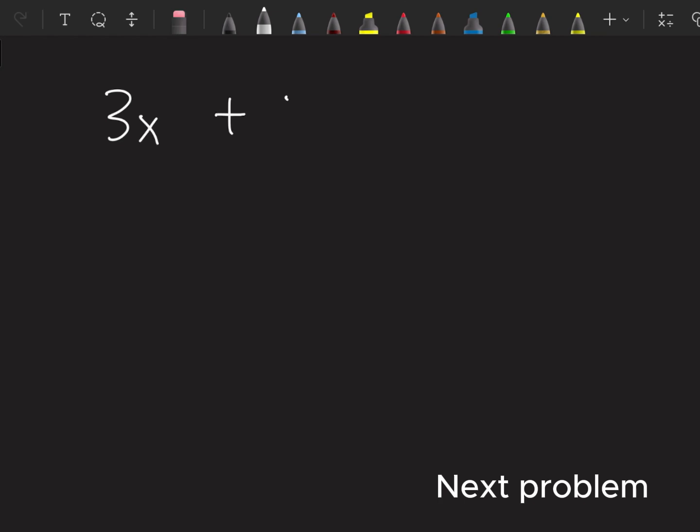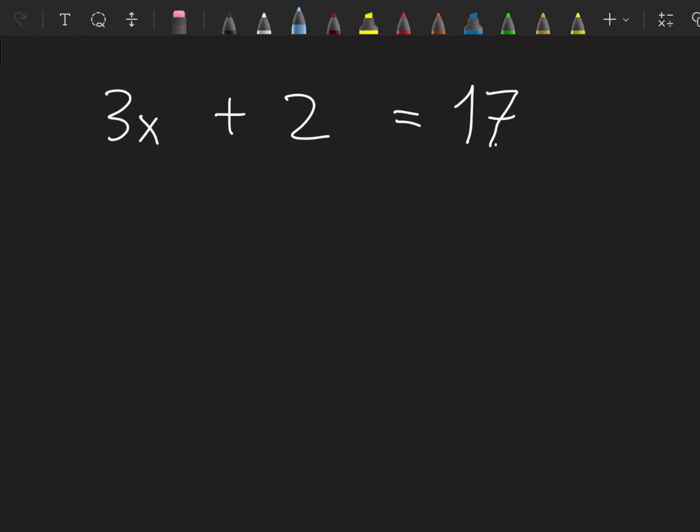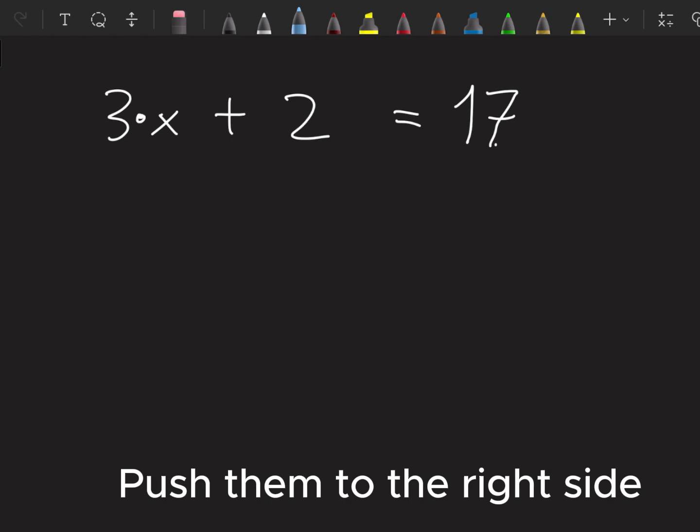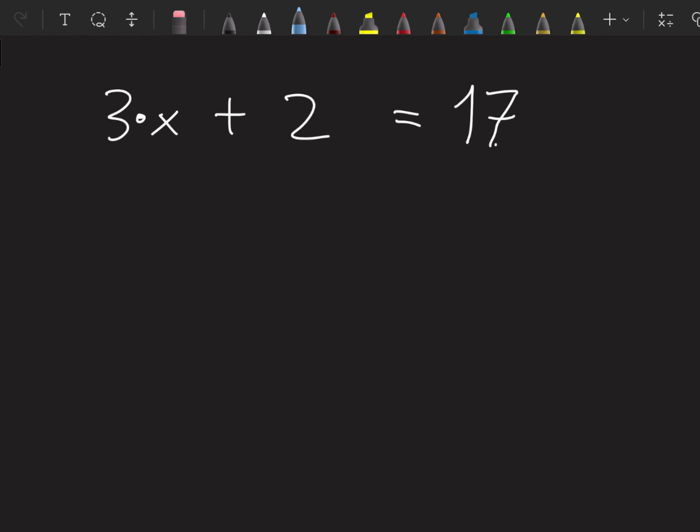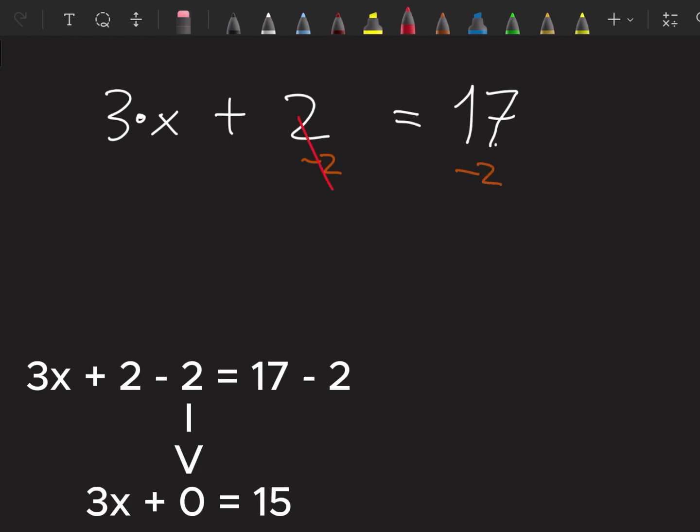3x plus 2 is 17. Remember, we always want to get x by itself. And 3x is the same as 3 times x. We want x to be by itself. Right now, x is accompanied by 3 and a plus 2. We want to get rid of both of them. The first thing to do is to always get rid of the terms that are nearby. So we have a 2 right here, which we can easily get rid of. By subtracting 2 on both sides, we can easily get rid of the 2. Because 2 minus 2 is 0.